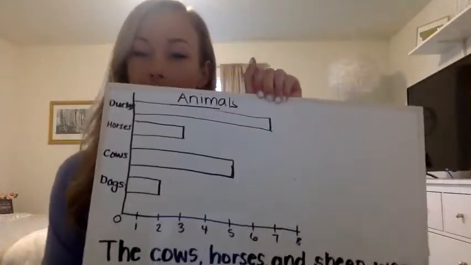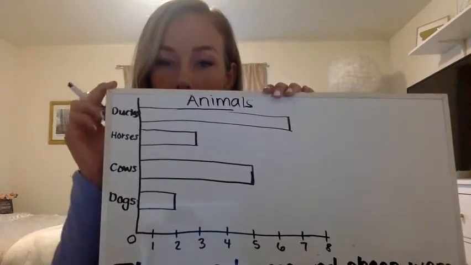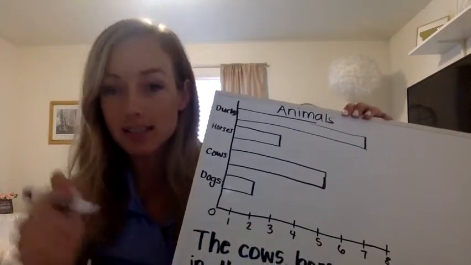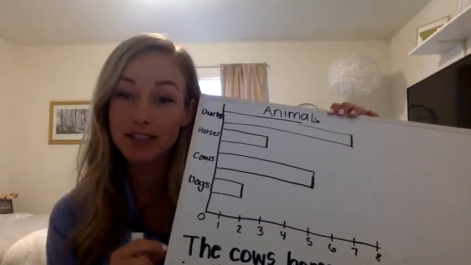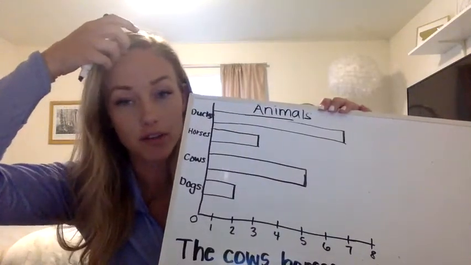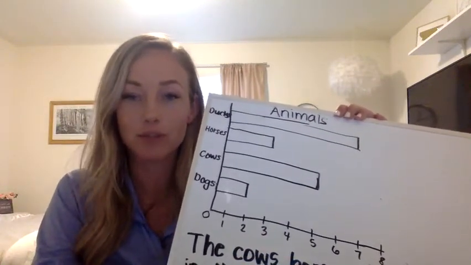Now look at our graph for a second. Are there any sheep on our graph? No, there are not. But this question is not a mistake. We can still find the answer to this question even though the sheep are not on the graph because we have enough information that we can figure it out, okay?